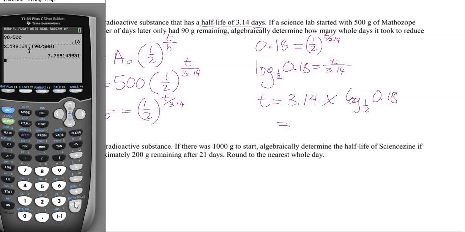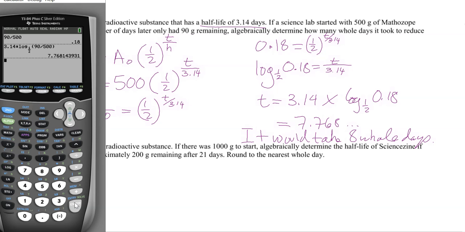We get 7.77. How many whole days? 7.768. So how many whole days? 8 days. We take 8 whole days.